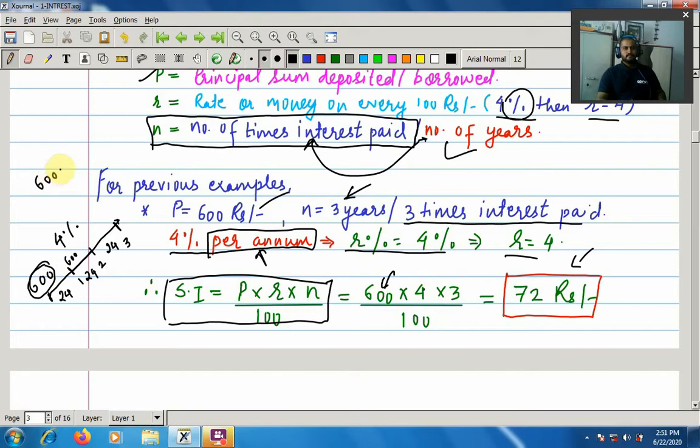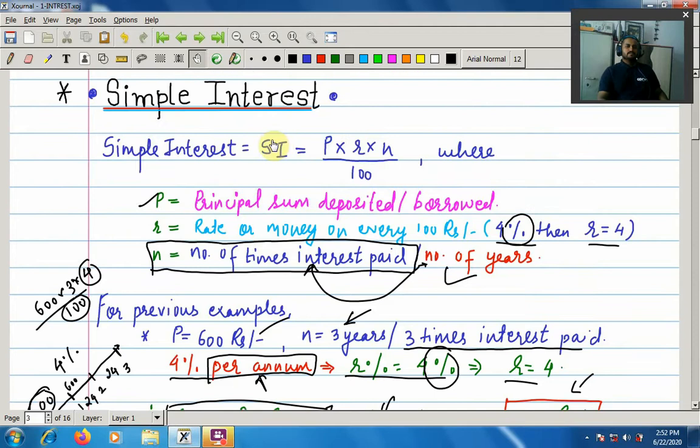Very simple. So 600 for 3 years at the rate of 4, and upon 100, this 100 is coming because of the rate. What was the rate? To remove the percentage sign, we divided by 100. So this is the explanation of what we mean by simple interest through a small example. And the formula you have to remember is this formula for simple interest.